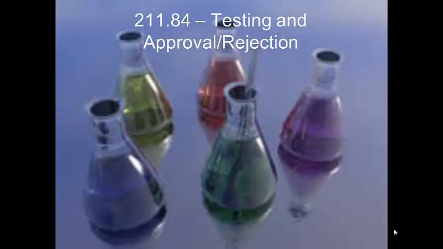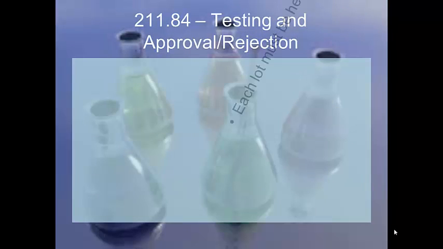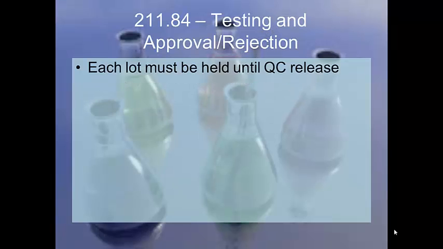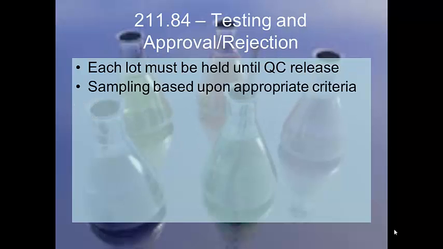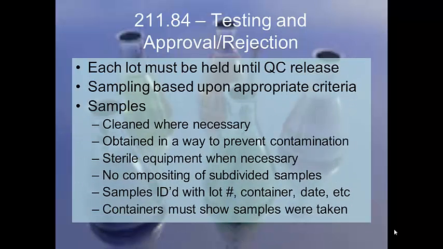84 talks about testing, approval, and rejection. This goes into some caveats here. Each lot must be held until QC release. Sampling is based upon appropriate criteria. The samples are cleaned where necessary, obtained in a way to prevent contamination, with sterile equipment when necessary or clean as needed for the material, with no compositing of subdivided samples. If you have to sample top, middle, bottom for some reason, you don't want to composite those, looking for striation.